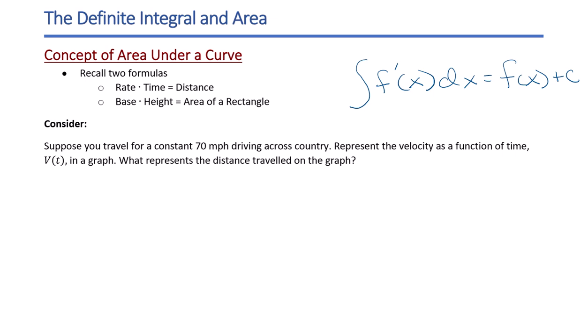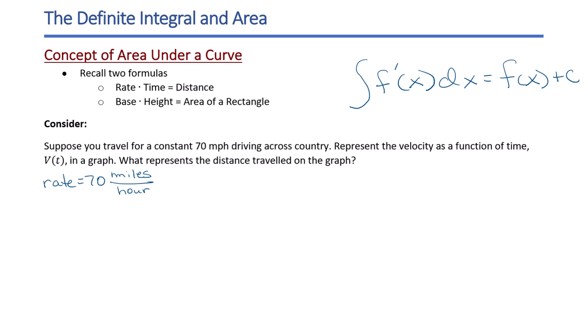If we have a derivative like people per year or dollars per month, when we take the integral of that, then we're left with just the people or just the dollars. So let's consider, with this example, we're traveling for a constant 70 miles per hour driving across country. That is what we're used to calling our rate, right? 70. I'm going to write it as miles per hour.